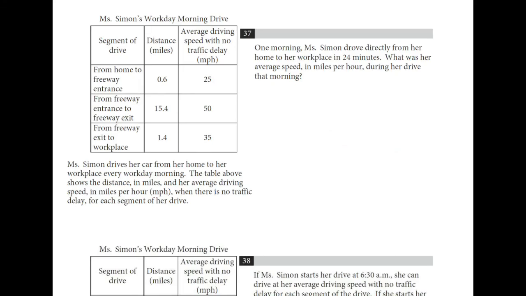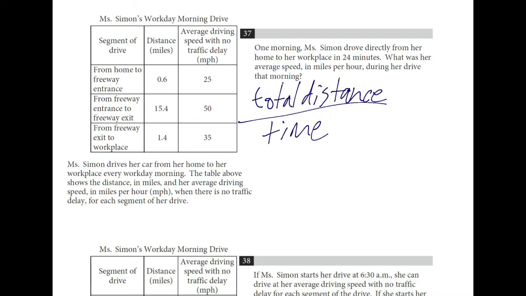37. One morning, Miss Simon drove directly from her home to her workplace in 24 minutes. What was her average speed in miles per hour during her drive that morning? The key idea here is we're going to look at her total distance traveled divided by the time, and then we'll have to convert from minutes to hours.